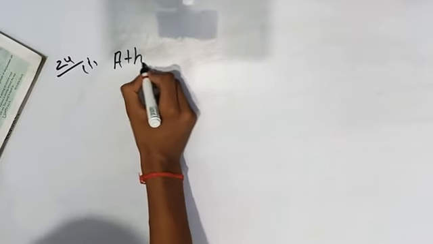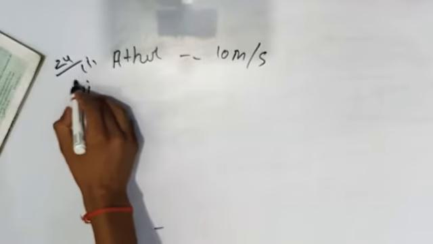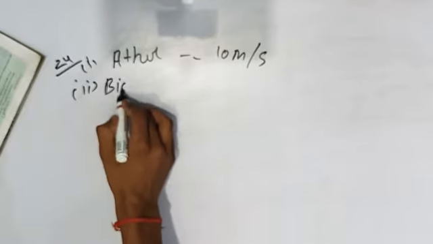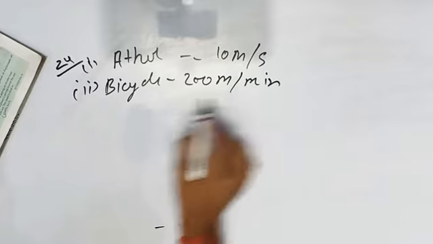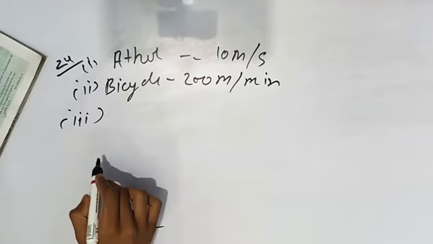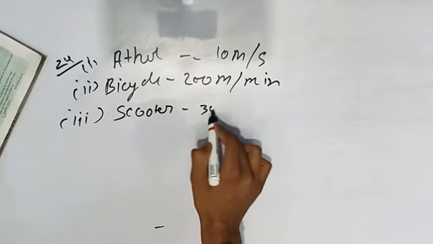Okay friends, now let's go to the second question. Arrange the following speeds in increasing order, keeping the least speed first. Part one of question number 24 is an athlete running with a speed of 10 meter per second. The second option is a bicycle moving with 200 meter per minute. The third option is a scooter moving with a speed of 30 km per hour.